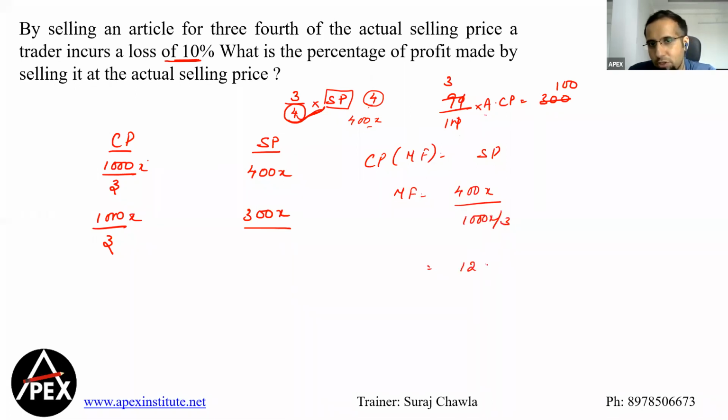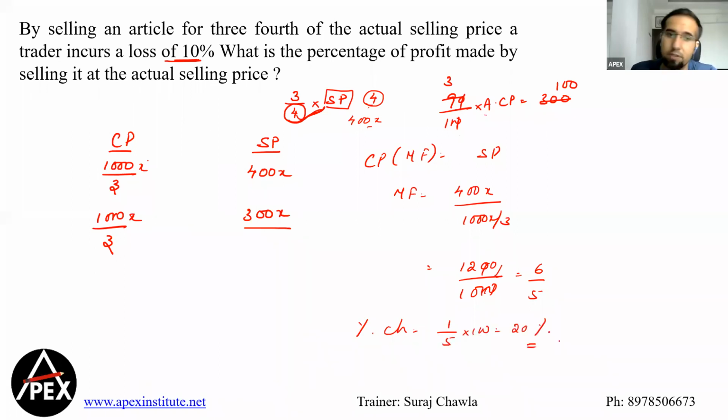And that's going to be how much? 1200 by 1000, which is 6 by 5. If I'm multiplying factor of 6 by 5, what is the percentage change? 6 minus 5 is 1 by 5 into 100. So 20% is the answer.